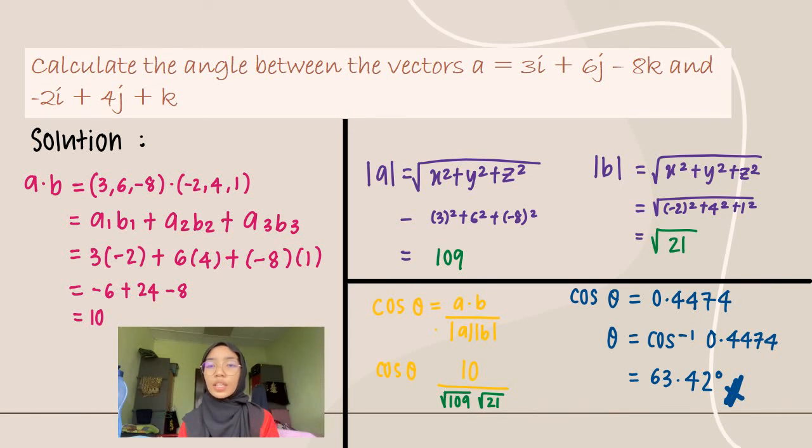Cos theta equal A dot B over magnitude of vector A magnitude of vector B. Cos theta equal 10 over square root 109 square root 21. Simplify. Cos theta equal 0.4474. Theta equals cos inverse 0.4474 equals 63.42 degree.